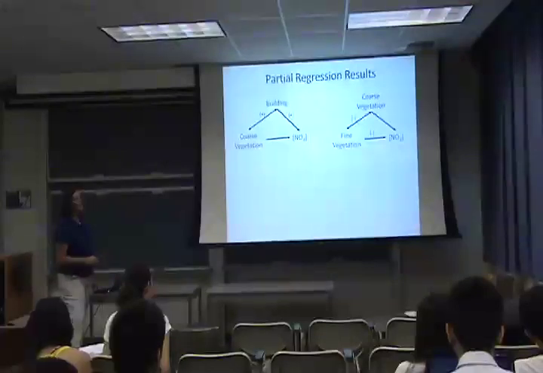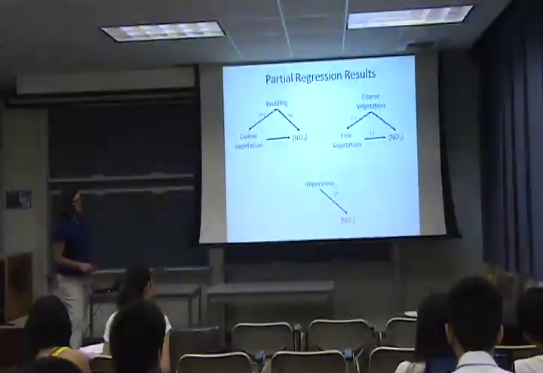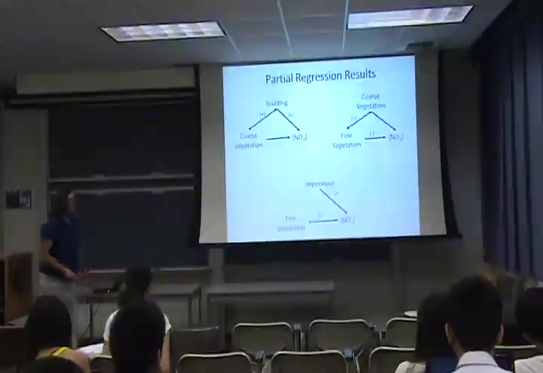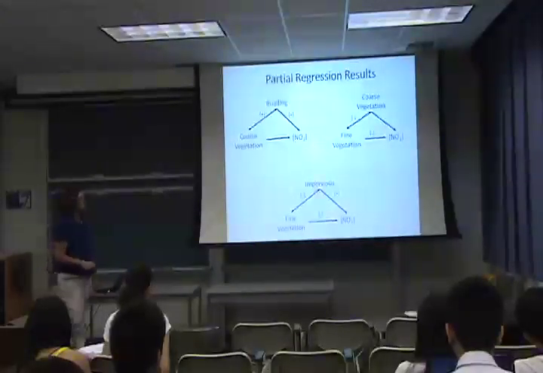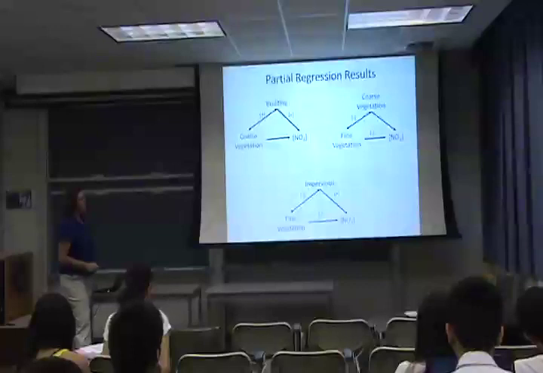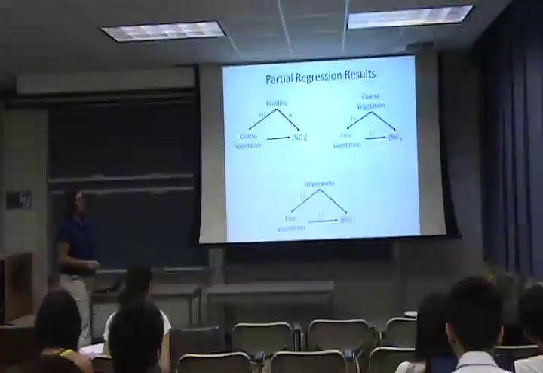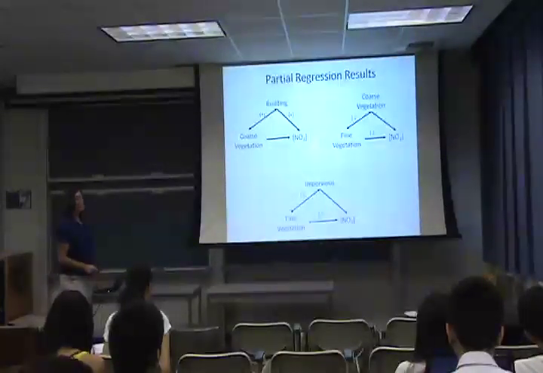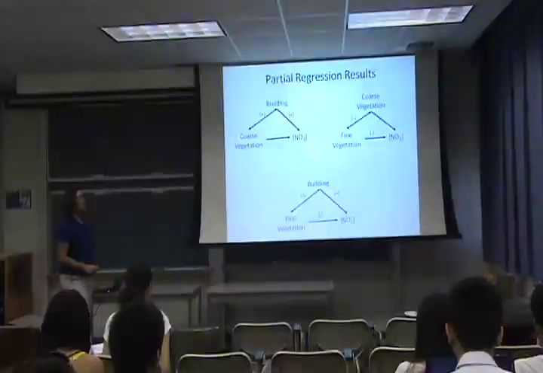Okay, that matches this, but the fine vegetation is still related. Impervious surface and fine vegetation are related to nitrate, but again, there's a relationship between imperviousness and fine vegetation. If you keep that constant, imperviousness is no longer related to nitrate, but one element of imperviousness, the building, is related to nitrate, and that holds true with this.